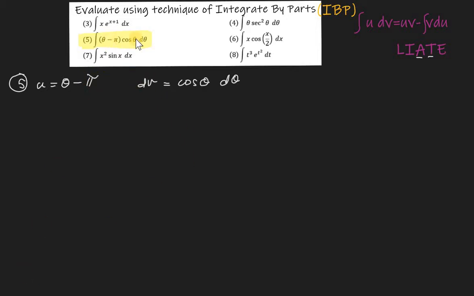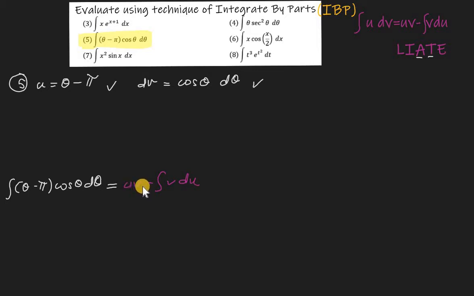So the remaining part of the question, cosine theta d theta, will be the dv. You have to start with this first. Hence the question that we have, the integral of theta minus pi cosine theta, can be simplified such that it becomes, let me put the formula there, the IBP formula, integration by parts: uv minus integrate v du.